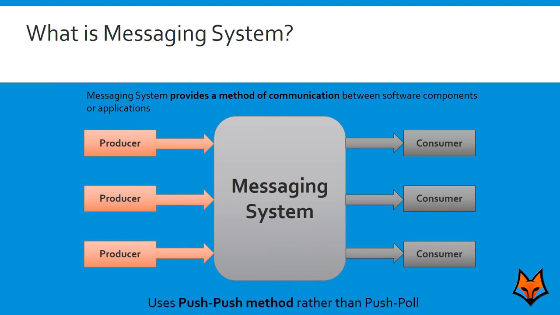In a messaging system we have the rule of push and push rather than push and pull. So the producer will be producing or pushing the message, and the messaging system takes the ownership of pushing that message to the consumer rather than the consumer reading it.